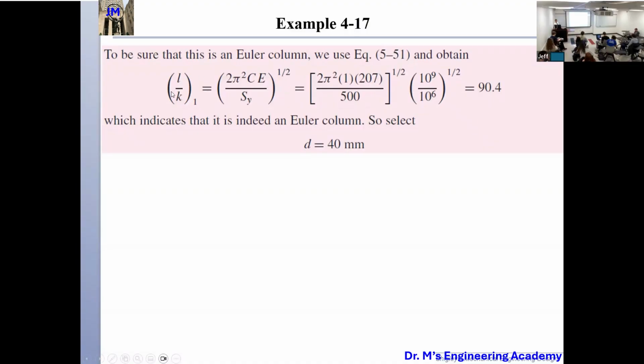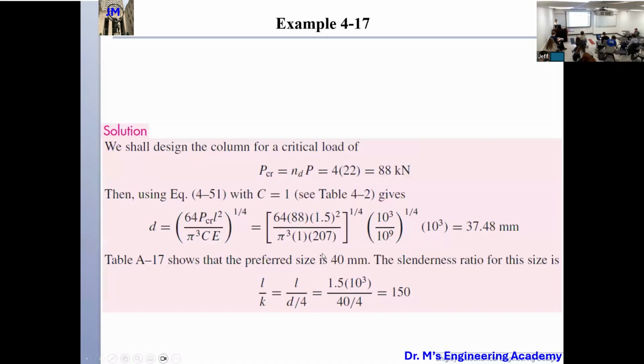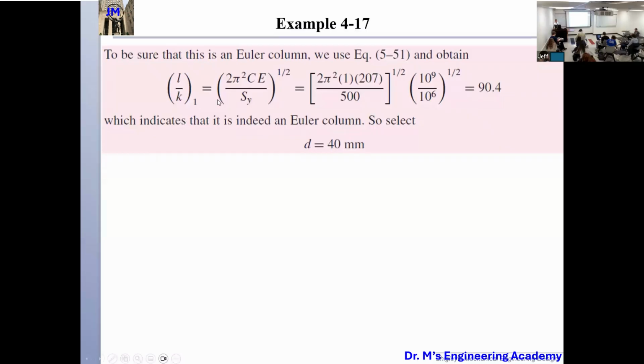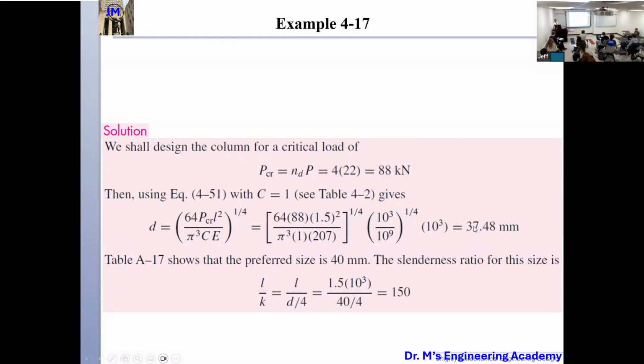Then we compare the critical ratio with the actual ratio. The actual ratio is greater than the critical ratio, so we can use the Euler column. We use the Euler formula. So we can select D equals 40, which is close to this one.